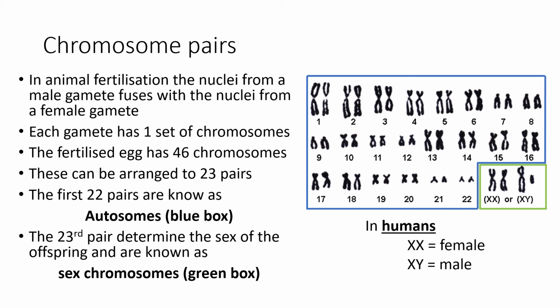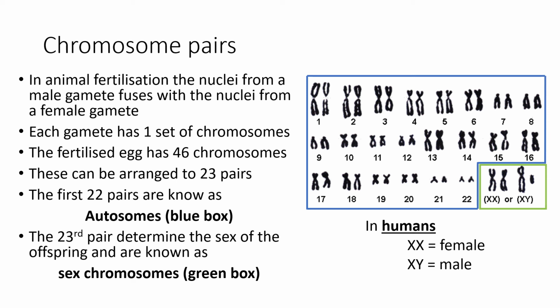You'll only have organisms with one of those things. So you'll either have two X's, which are the ones on the left of the green box, or an X and a Y, which is on the right of the green box. Whether you have two X's or an X and a Y will determine in humans if you are male or female. If you have an XY, you are male. If you have an XX, you are female.